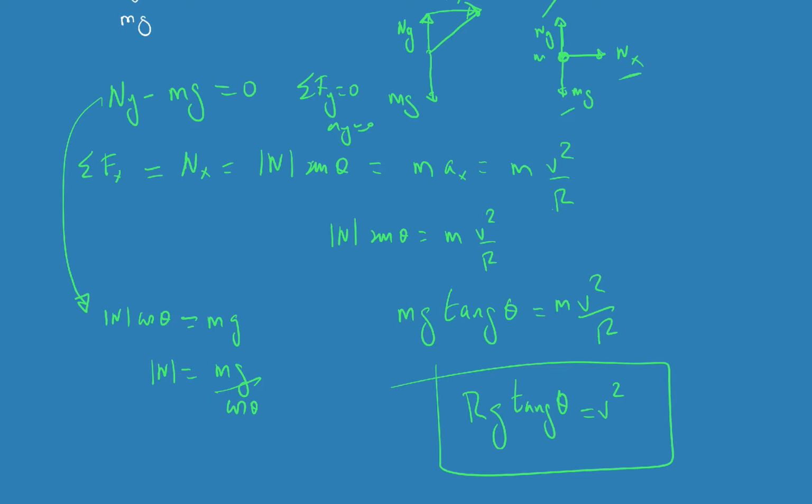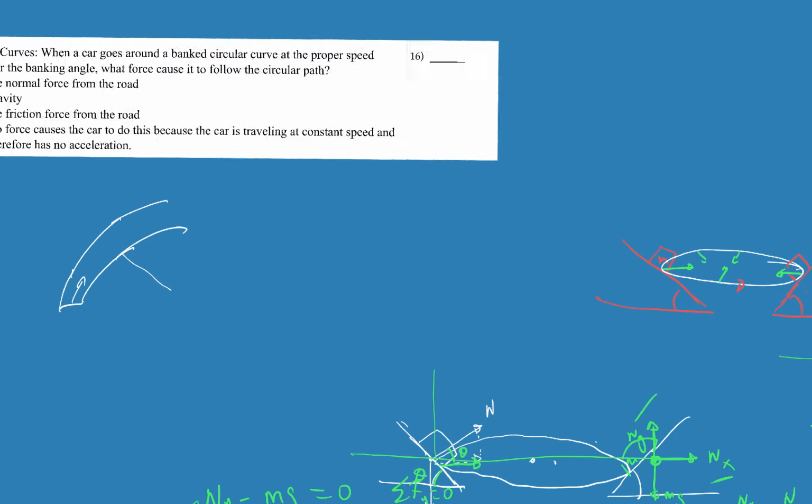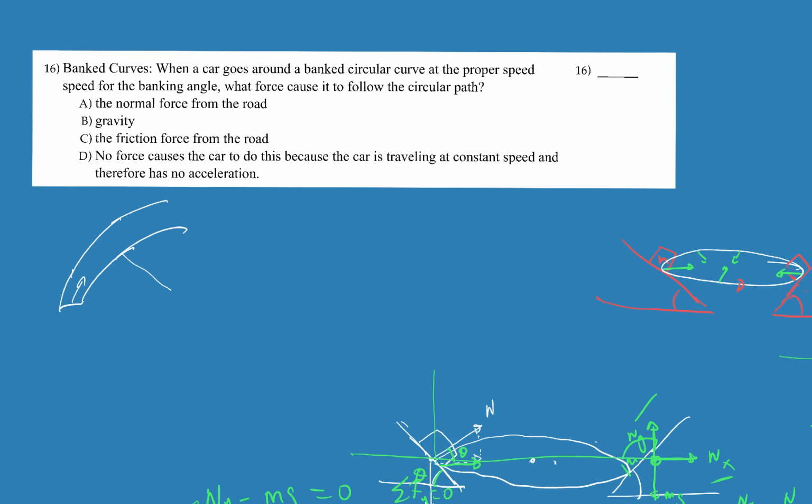So let's go now to see what are the options that say here. It's the normal force from the road. Yes, the normal force from the road is the one, but it's the nx that produces the circular motion. What force causes the nx? No, it's not exactly the normal force, it's the nx. The gravity? No, the gravity is not. The friction force? No, here there is no friction.